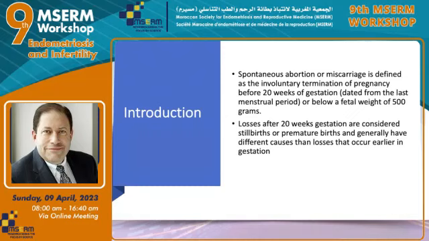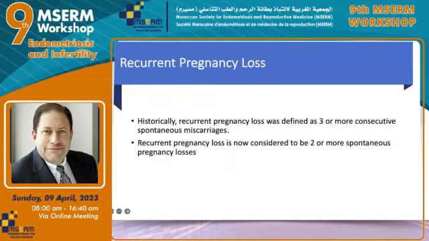And while all of you in this audience are very familiar with the issues of the definitions of that, let me just go through them quickly. Spontaneous abortion or miscarriage is defined, as you see here, as the involuntary termination of pregnancy before 20 weeks gestation. After 20 weeks gestation, it's considered to be a stillbirth or a premature birth. And when we take a look at the etiology of loss in a very broad stroke, losses that occur after 20 weeks tend to have a different etiology, not always, but tend to have a different etiology than those losses that occur before 20 weeks.